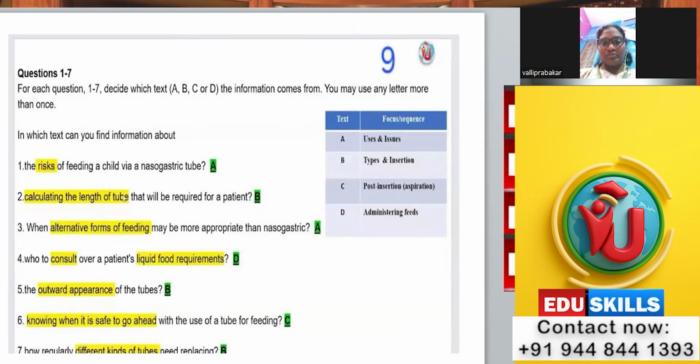Question 6: knowing when it is safe to go ahead with the use of a tube for feeding. Here, the hedging words are when it is safe to use, and tube for feeding. Here we have to check whether we can give the feeding or proceed to feed or not, like that.